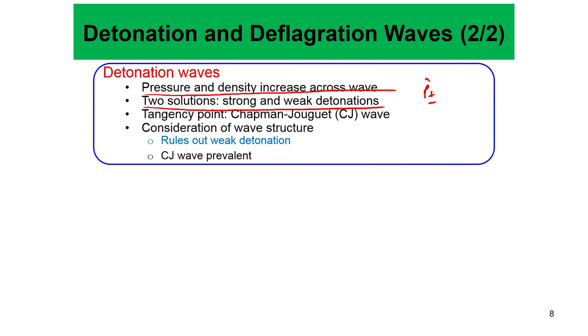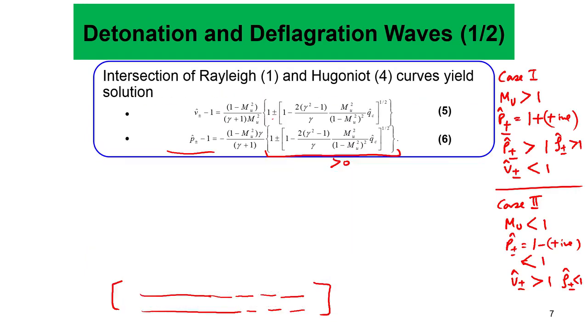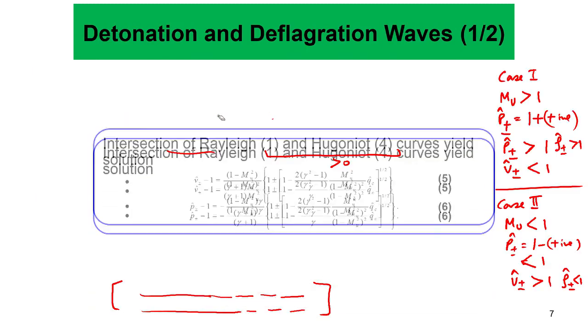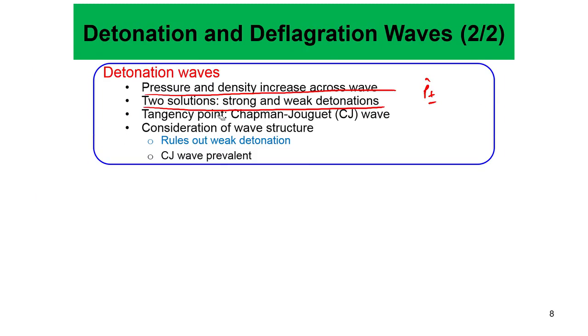So, that is why there are two solutions. And then there is also an interesting point, that is the tangency point. So, you can have a state where, instead of the Rayleigh lines directly crossing through or intersecting the Hugoniot lines, the Rayleigh line is essentially a tangent to the Hugoniot line. Okay. So, what does a tangent mean? Tangent means that the slope is the same, the slopes of these two lines are the same.